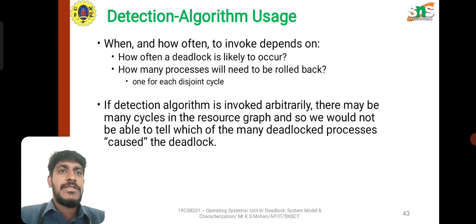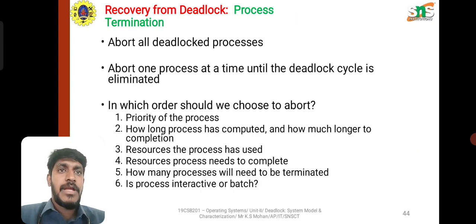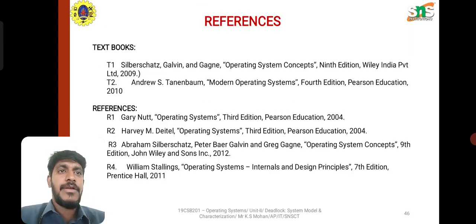We can also see how recovery from deadlock can be done, for example through process termination.